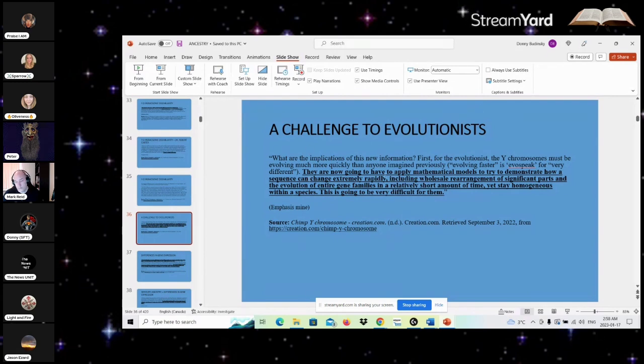Notice here, they are now going to have to apply mathematical models to try to demonstrate how a sequence can change extremely rapidly, including wholesale rearrangement of significant parts and the evolution of entire gene families in a relatively short amount of time, yet stay homogeneous within a species. What that part means is what I've been saying. Human Y chromosome, 99.9% the same, yet the Y chromosome mutates fast. And the human and chimpanzee Y is only about 35% the same if we consider size differences.